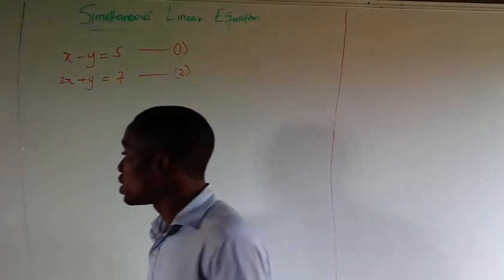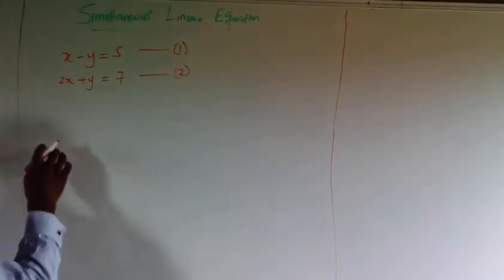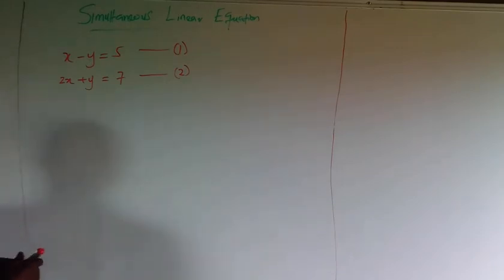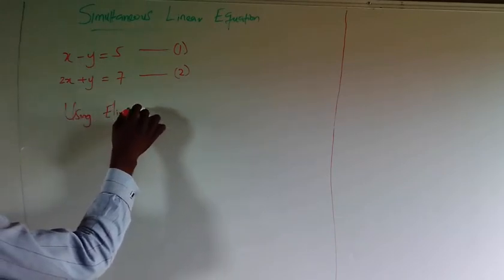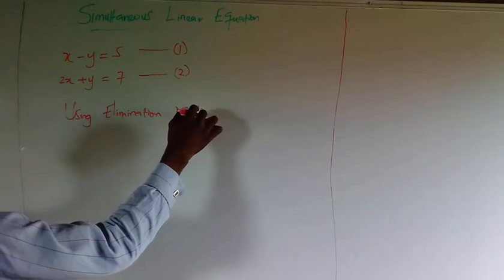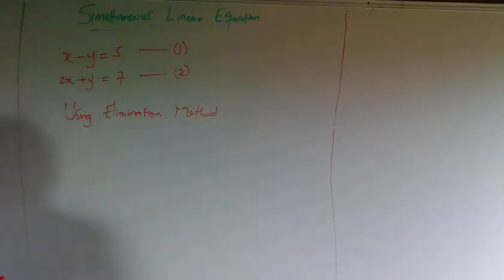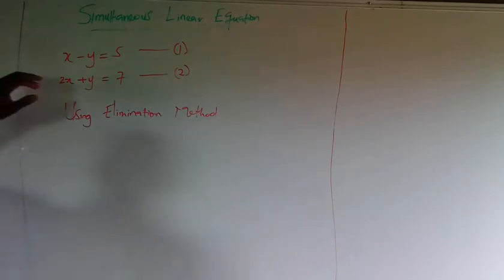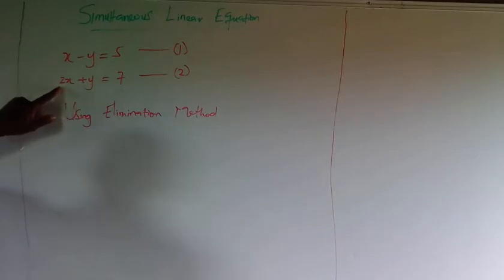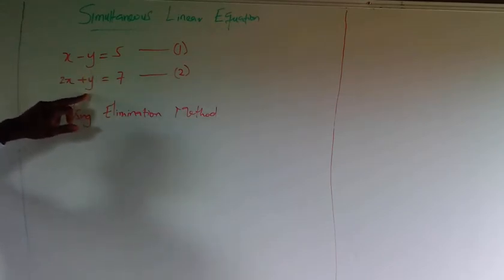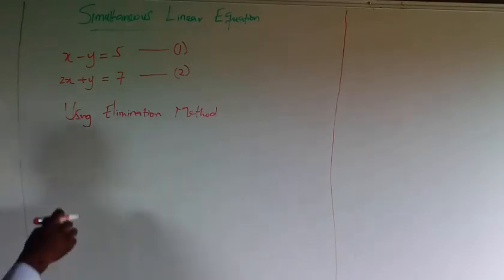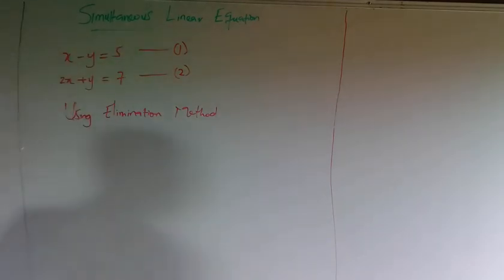So let's see how we can apply what we've listed to solve this example. In this case, I want to use the elimination method. First, I'll check the coefficient of the variable I want to eliminate. Now x has coefficient 1 in equation 1, and coefficient 2 in equation 2. For y, the coefficient is minus 1 in equation 1 and plus 1 in equation 2.